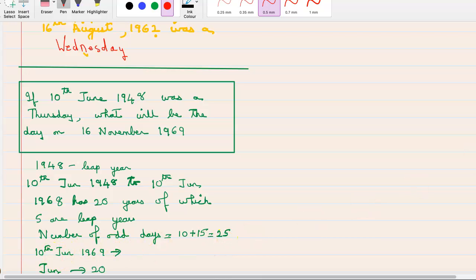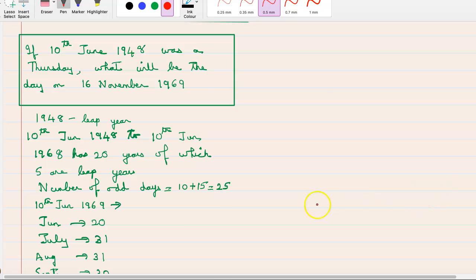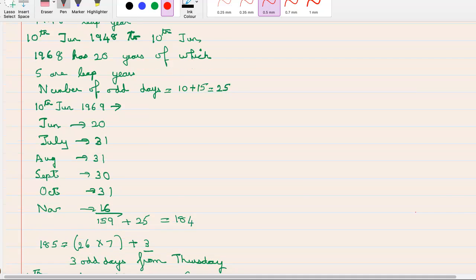And 10th June 1969 to 16th November 1969, if we are counting, June has 20 days, July has 31. June has 20 because you are counting from 10th of June to 30th of June. July has 31 days, August 31 days, September 30 days, October 31 days, November 16 days, that is totally 159, plus 25, which is 184.